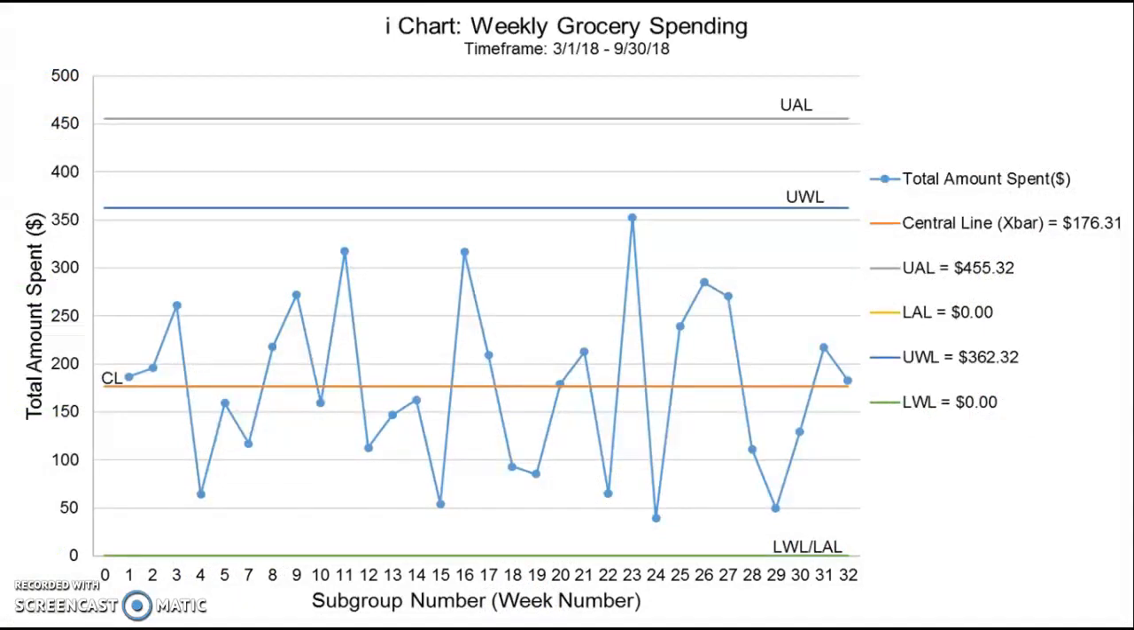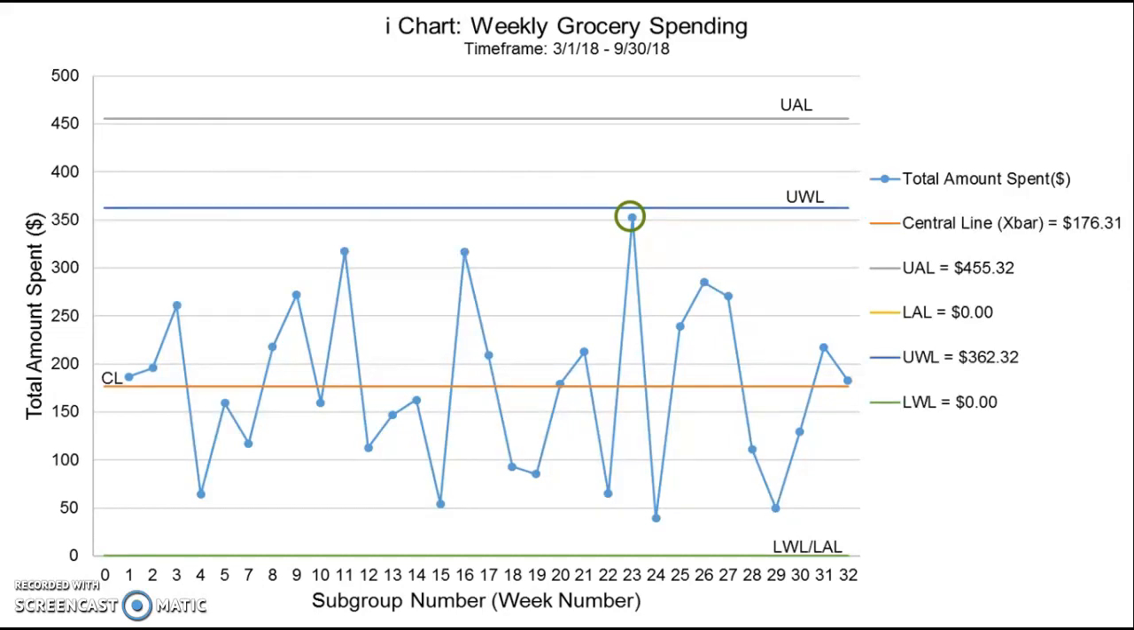So here is the I chart. Each subgroup number again represents 1 week, and our average spend per week is $176.31. That's our central line, CL, X bar. As you can see, the calculated upper action limit and upper warning limit are way higher than we really want to be, but this gives us a good visualization of, given historical data, where our process really is right now. Half of our data points are above the central line and the other half are below.